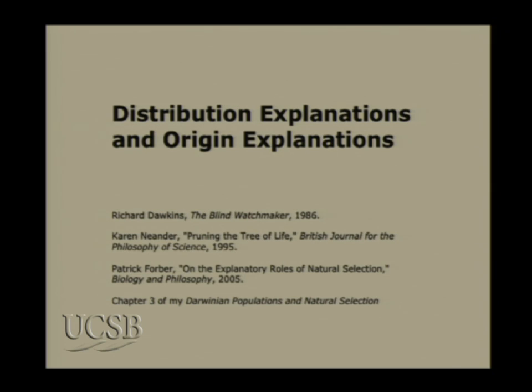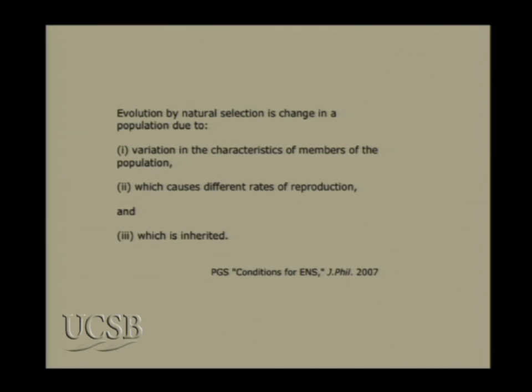Now here's a three-part summary of evolution by natural selection, which is modelled on summaries often given by biologists. We can say evolution by natural selection is change in a population due to variation in the characteristics of members of the population, which causes differential rates of reproduction or differential reproductive output, and which is inherited.